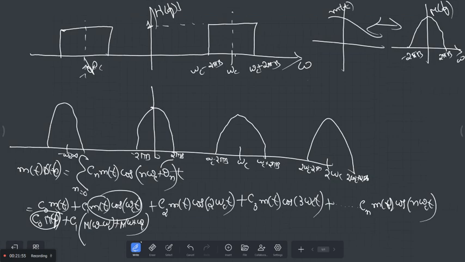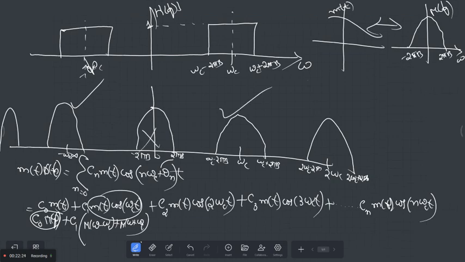Understood this? Same here also. Now this will continue, right? This spectrum will continue for 3 omega c, 4 omega c, 5 omega c and so on. Now you tell me, in this entire term, which are the two required ones? Which are the two spectrum components that represent your double sideband suppressed carrier wave? This one and this one, right?